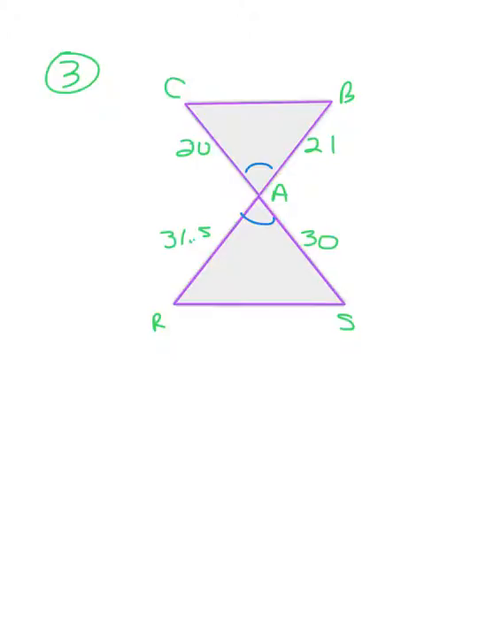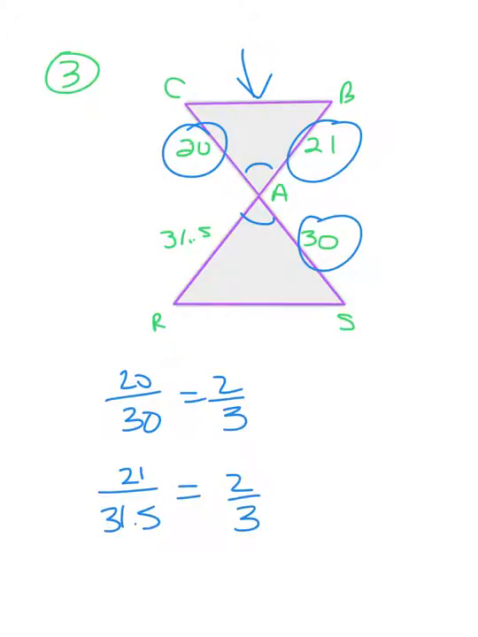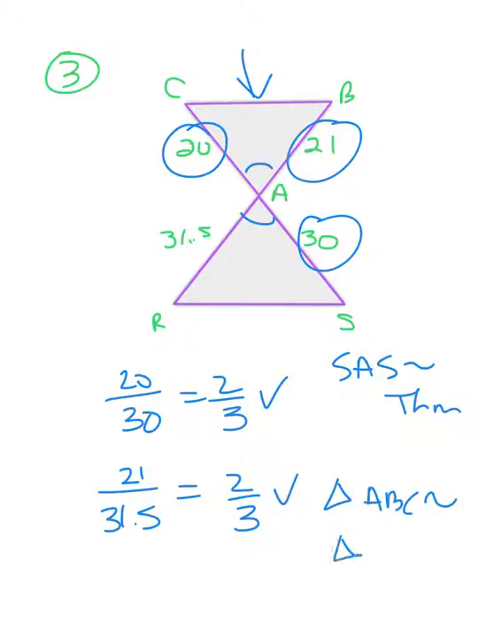So I'm going to first start with my smaller length. So I have 20 and 30. So I have 20 over 30. That simplifies to 2/3. And when I'm looking at 21, now again, remember my top triangle there, triangle ABC, was my numerator, so I need to be consistent. So I have 21 over 31.5, which I notice simplifies to 2/3. So I can say that these triangles are similar by the side, angle, side similarity theorem. So let's identify the order. So I can say triangle ABC is similar to triangle ARS.